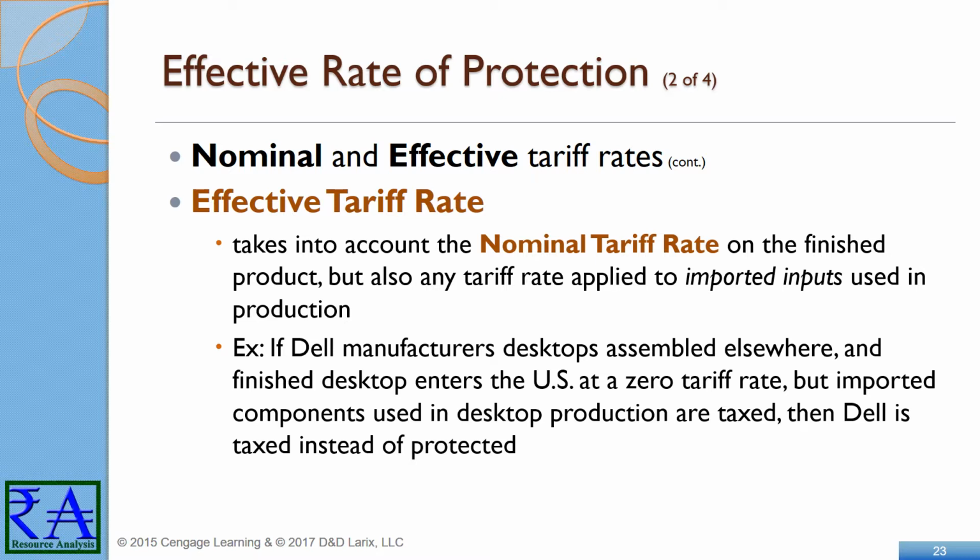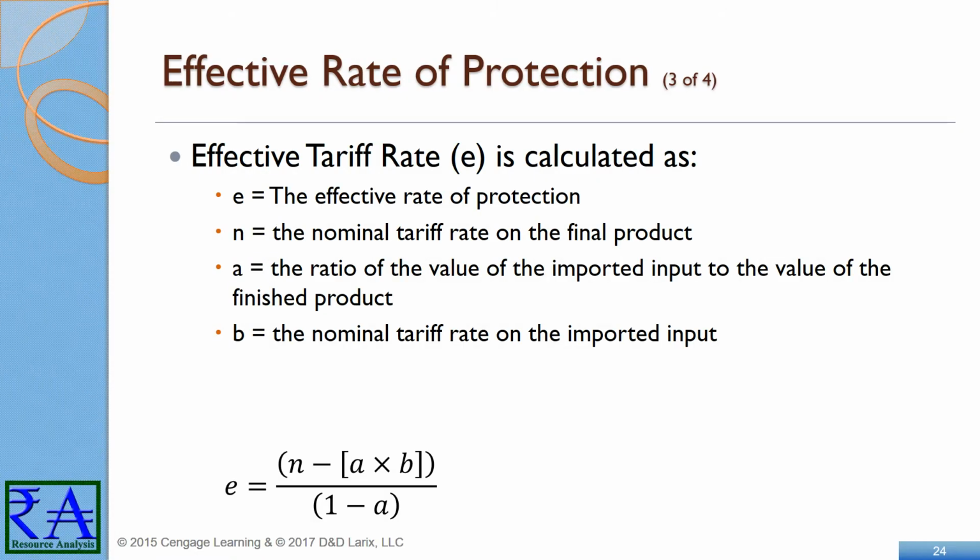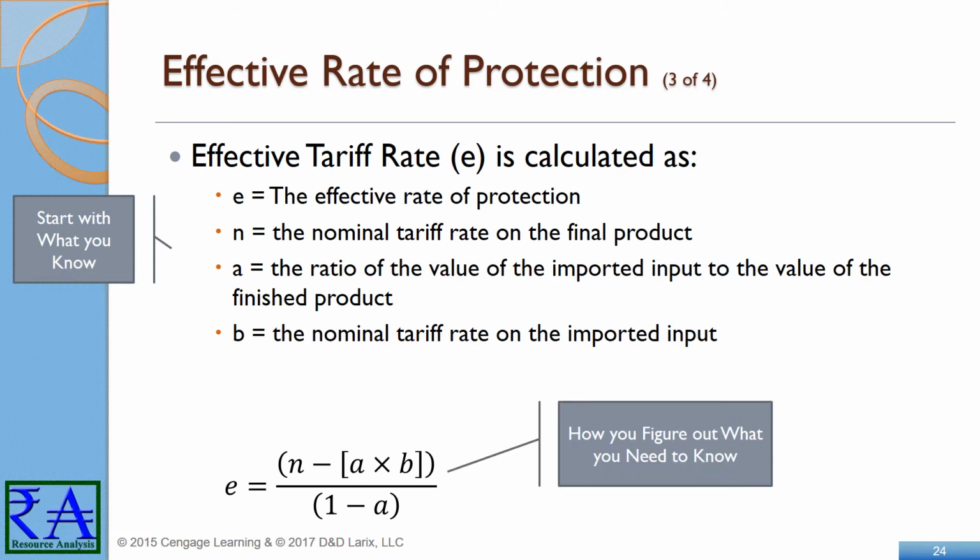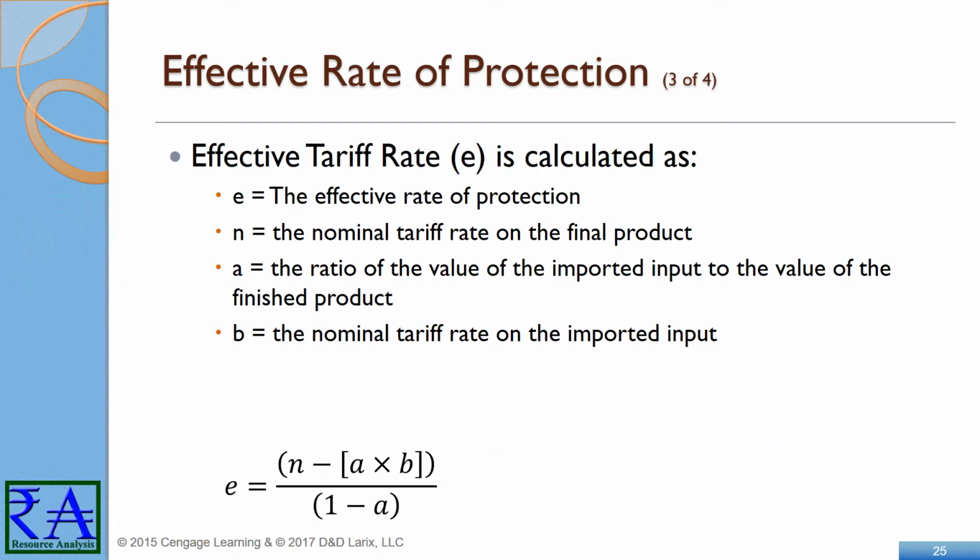Effective rates of protection usually differ from tariff rates because tariffs also affect sectors other than the protected sector, causing ripple effects on prices and value added for the protected sectors. We can determine the effective rate of protection for Dell computers by finding the nominal tariff rates on the product's components, in this case 10%.